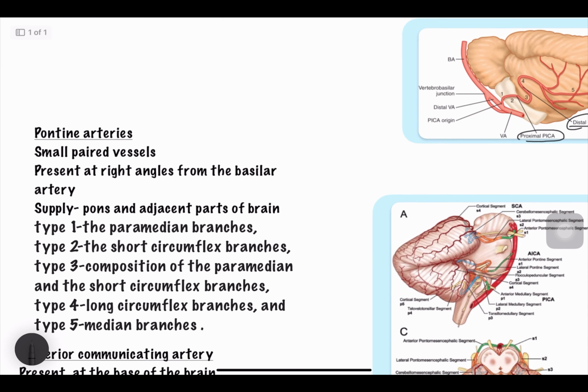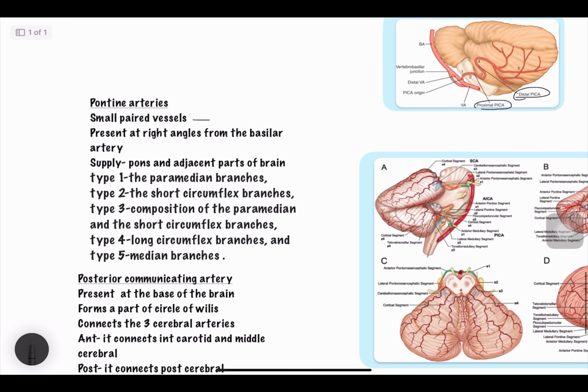Now the pontine arteries. The pontine arteries are a pair of blood vessels present on either side of the pons. Present at right angles from the basilar artery, they supply the pons and adjacent parts of the brain, and they give off branches like the paramedian branches, short and long circumflex, the paramedian short circumflex branches and the median branches.